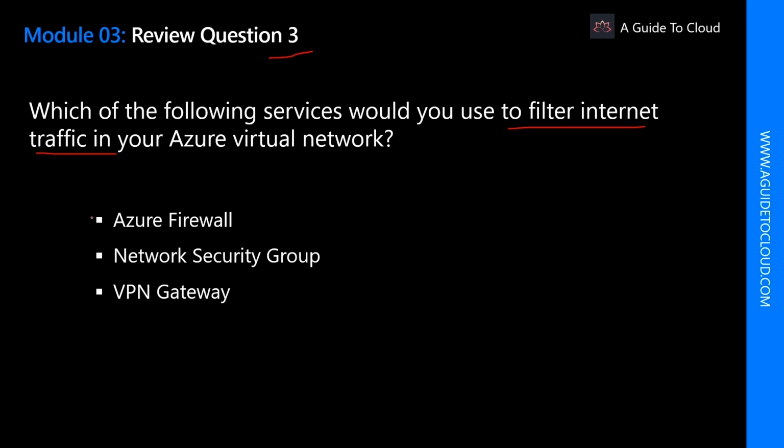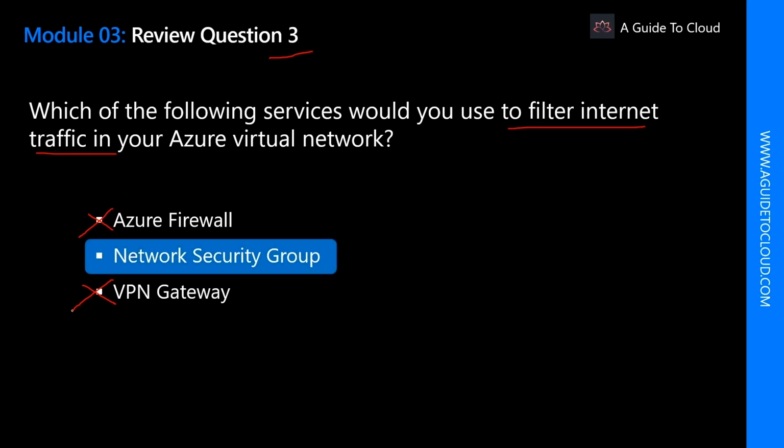Is it Azure Firewall? Definitely not. We discussed Azure Firewall capability in the first question. Is it VPN gateway? Definitely not, because a gateway provides VPN tunneling capability. It doesn't provide you filtering capability. So the right answer is network security group.